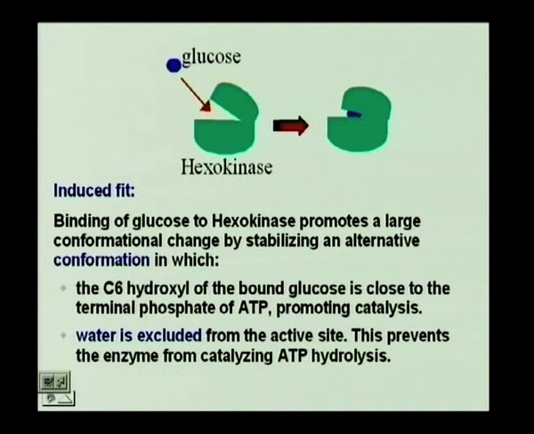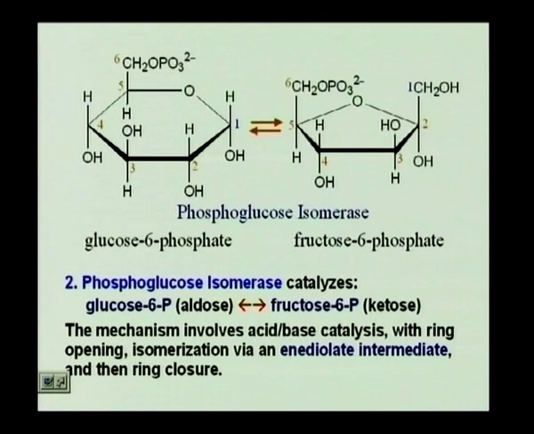And remember how did the reaction take place? It was the OH attached to the 6th carbon atom that actually went and attacked the phosphate bond here. This is step number 2. In step number 2, you have glucose 6 phosphate go to fructose 6 phosphate. So, what happens is you have the formation of an isomer. So, the enzyme involved is an isomerase.